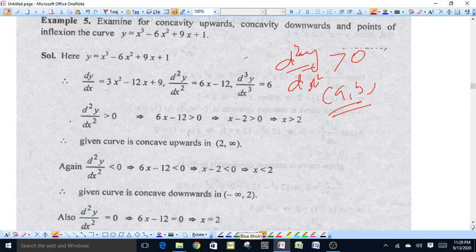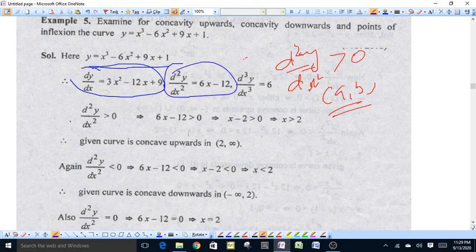Let us take another example. y is equal to x cube minus 6x square plus 9x plus 1, then dy upon dx will be equal to 3x square minus 12x plus 9, and d2y upon dx square is equal to 6x minus 12.